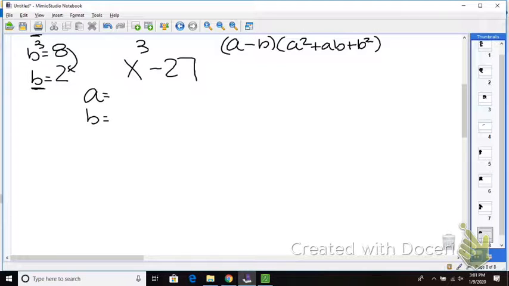So the first thing I want to figure out is what is my a and what is my b. So if this is a cubed, what's my a going to be? X. And what is b going to be? 3. Not negative 3, just 3. Okay, we're not using a negative 27 to find the cubed root, just 27.